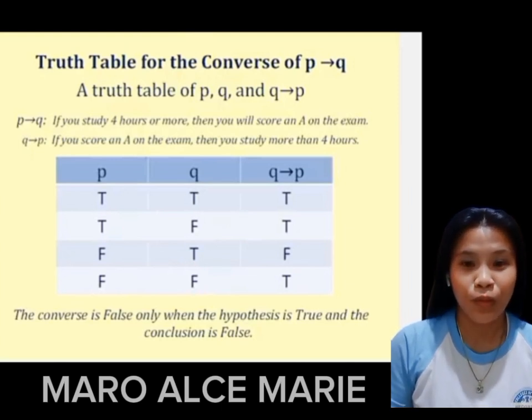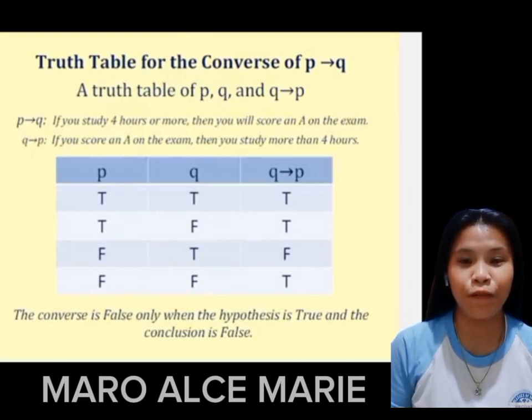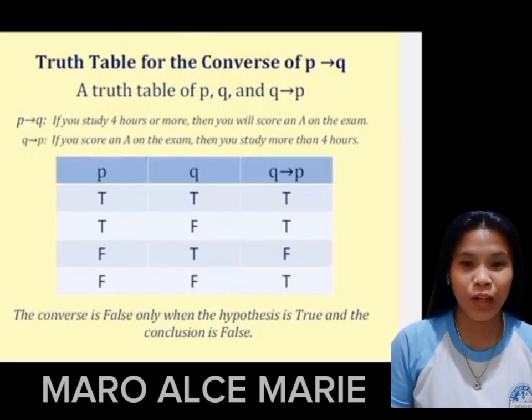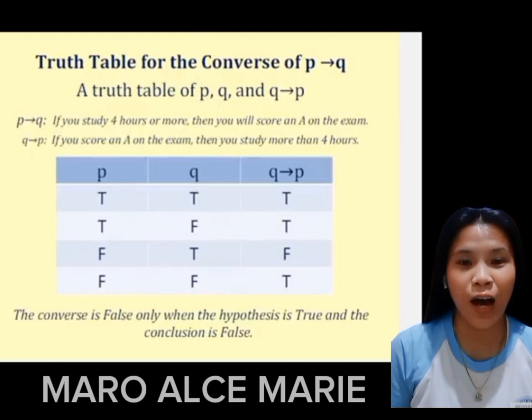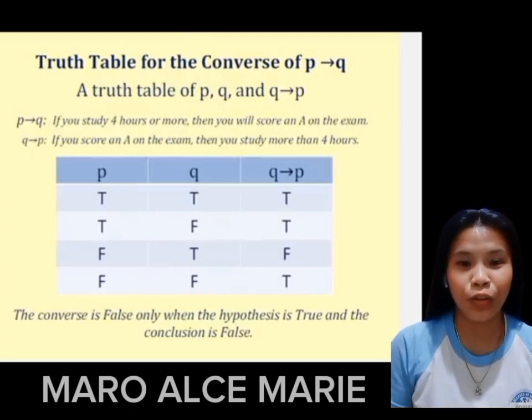When both P and Q are true, the conditional statement P if then Q is true. This means if you study 4 hours or more, you will score an A on the exam. When P is true and Q is false, the conditional statement P if then Q is false. This indicates a situation where you study 4 hours or more, but you did not score an A on the exam.